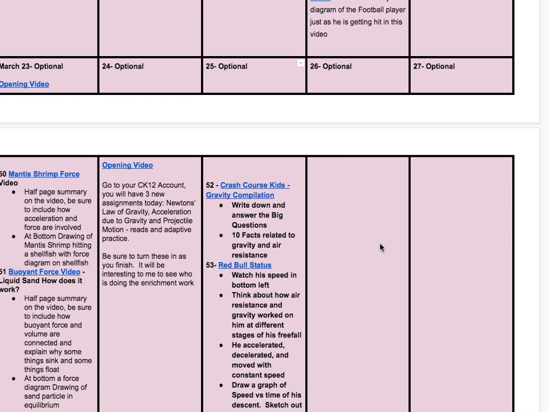There's 4 sections. In each one of the sections, there's a big question. And so you're going to be writing down that big question and answering. And then they're pretty easy, but pretty interesting stuff. And then within those videos, they have a lot of facts. So I just want you guys to write down 10 facts related to gravity and air resistance. We're kind of focusing on those two things, okay?